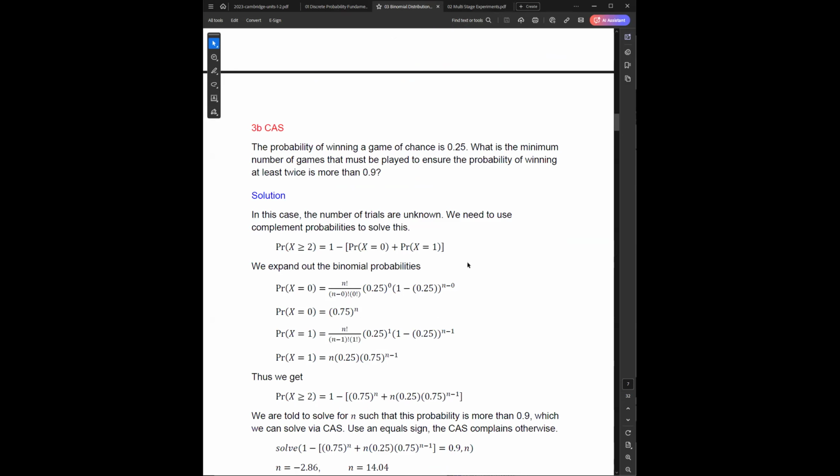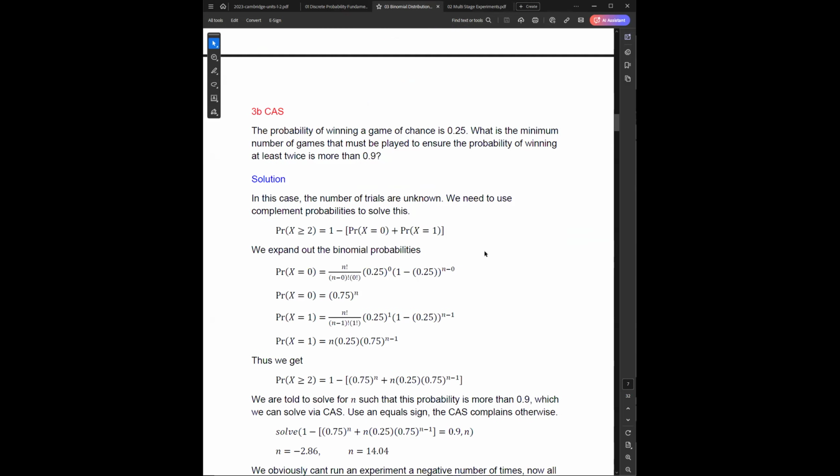This has applications for situations where the n is unknown. So we use that exact same methodology, but with a slightly more complicated scenario. Under these circumstances, it's the n that's unknown. So if we look at the information that we're given here, we're told that the probability of winning is 0.25. So that's our p value. We're told to figure out the minimum number of games, being n, that must be played to guarantee the probability of winning at least twice is 0.9.